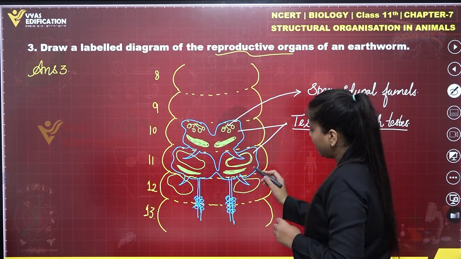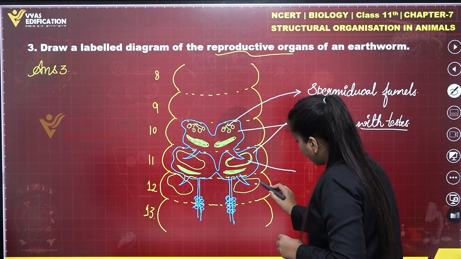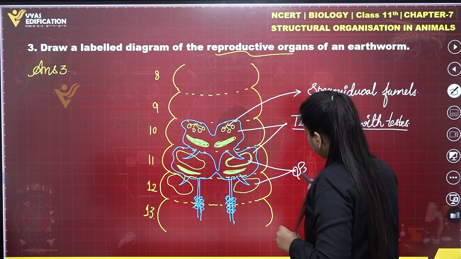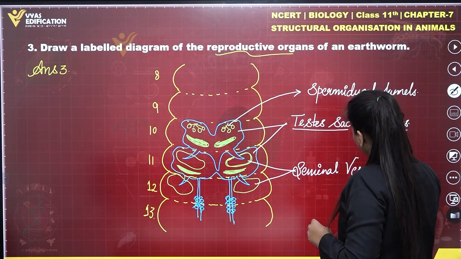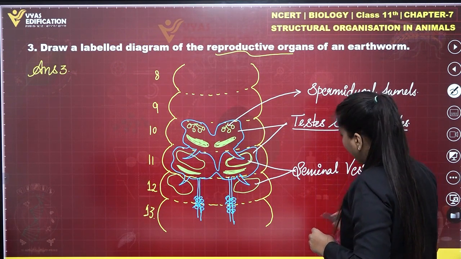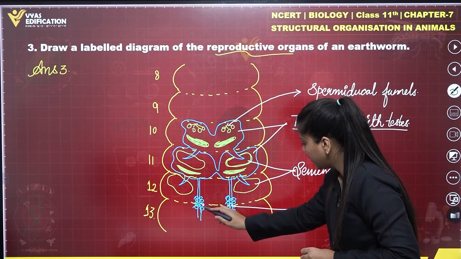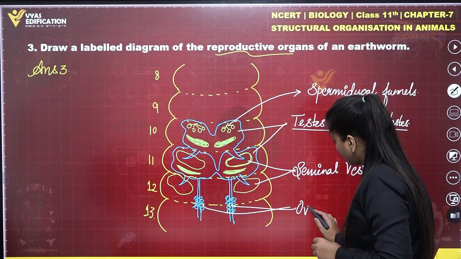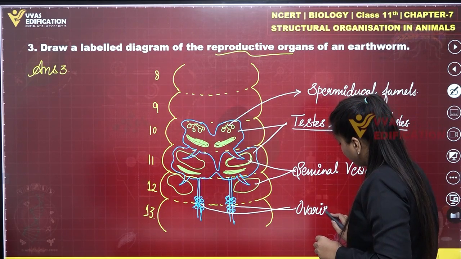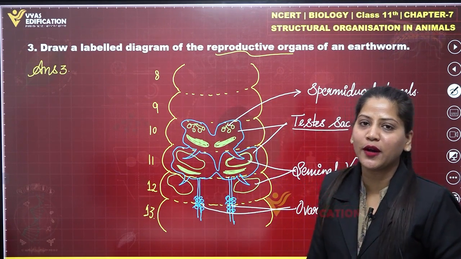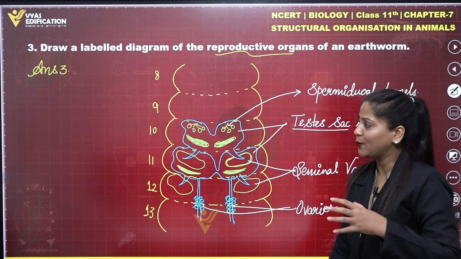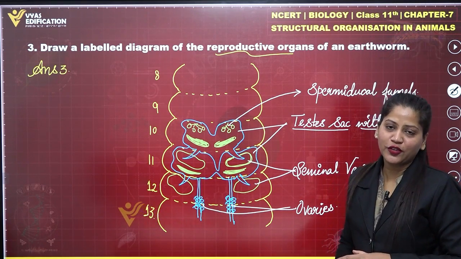Then the next one, these structures are seminal vesicles. And these are the ovaries. So this is your complete labeled diagram of the reproductive organs in the earthworm. And with this we have completed question number 3.